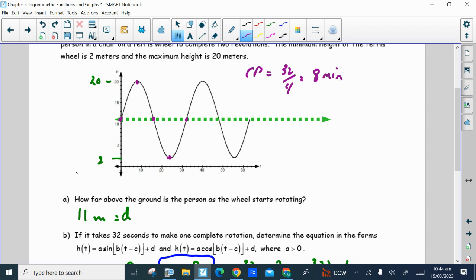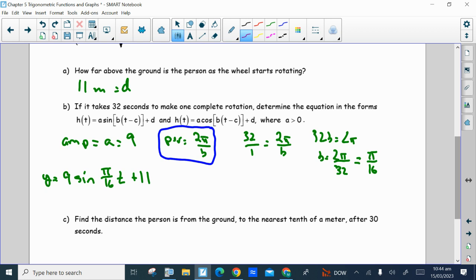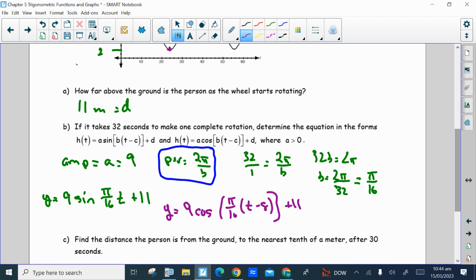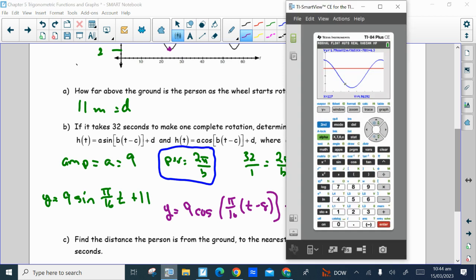So that tells us that our c value, if it's a cosine function, will be positive 8. It'll be y equals 9 cosine. And again, it'll be pi over 16 bracket t minus 8 plus 11. And like we did before, we could put both of these equations in our calculator. We could make sure that we get the same graph. And then we can also check some of the key points that are on the graph that we were provided. So let's do that.